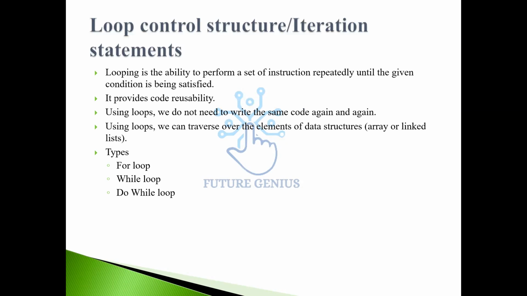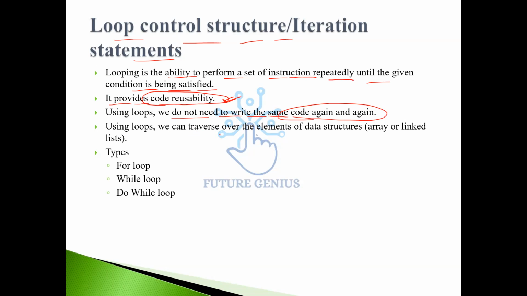So friends, in today's lecture, we'll discuss the loop control structure. This is the most important topic you should know if you are learning programming languages. Looping is the ability to perform a set of instructions repeatedly until the given condition is satisfied or true. It provides code reusability, like we can reuse our code with the help of loops. Using loops, we do not need to write the same code again and again.